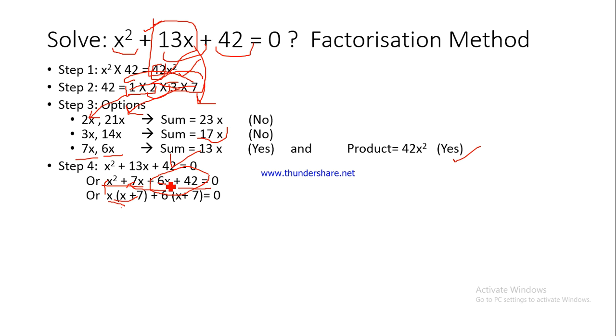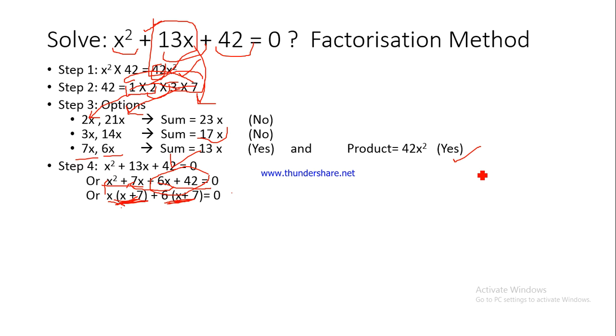You will take out what can be taken out. Here I cannot take out x because 42 does not have x. I can take out 6 however, and then what remains inside is x plus 7. Again, if you want to check, 6 into x is equal to 6x, 6 into 7 is equal to 42. So that is perfectly fine. And I told you an indicator that you are moving in the correct direction is that now these two terms that you get here will be same, which will enable you. Now this is an indicator that you are moving in the correct direction.